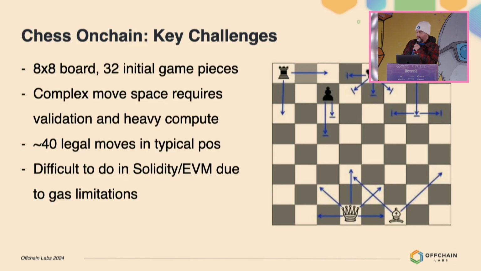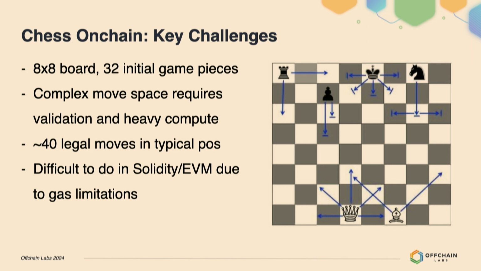But moving on to chess. If you want to make chess on chain, what are some of the key challenges that you're going to find? Well, the board is 8 by 8, 64 spaces. There's 32 game pieces. It's a complex move space, and you have to validate the moves to make sure that each move is legal based on the rules that each piece has. There's 6 different types of pieces. They all have different rules about where on the board they can go.